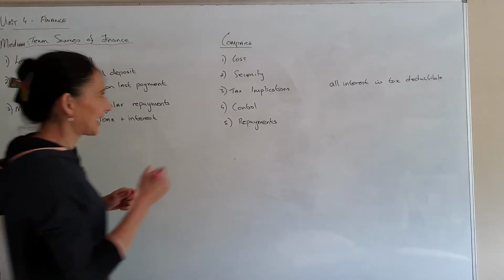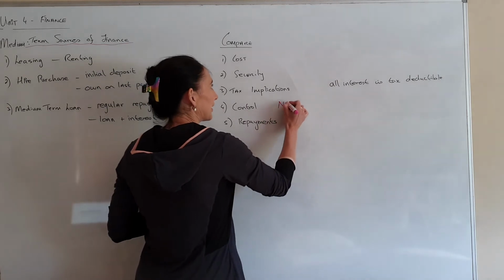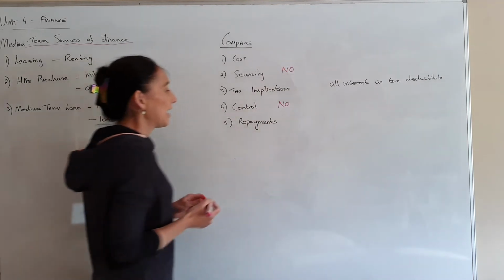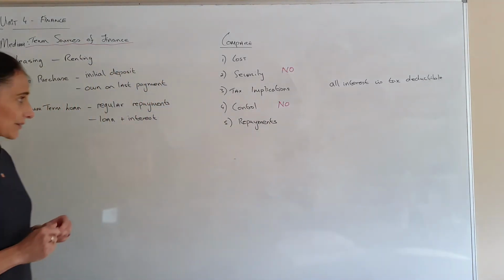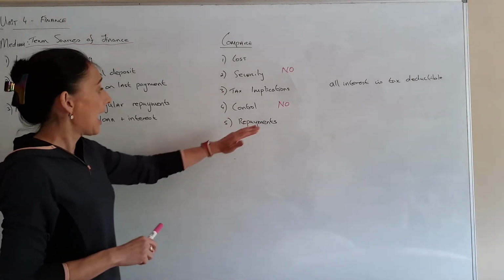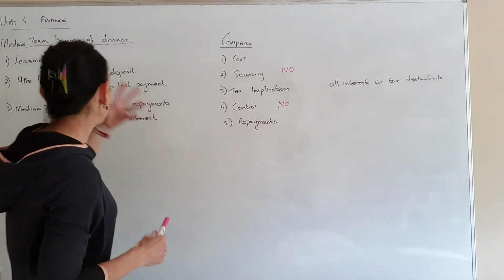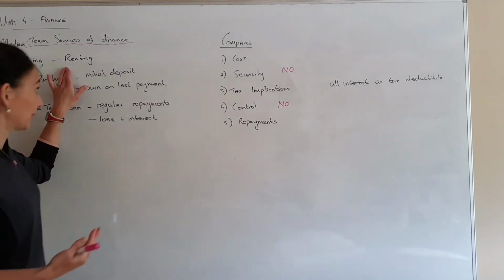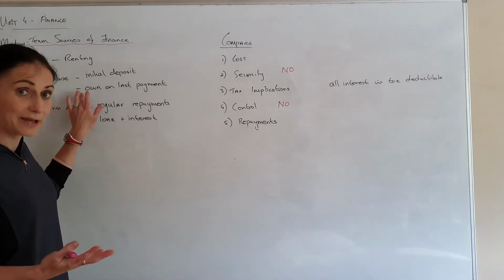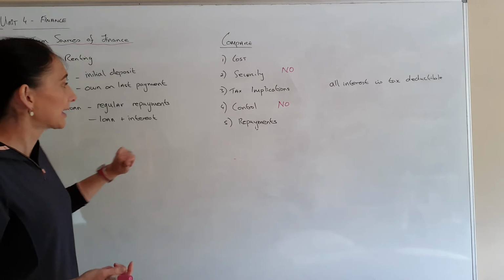Now none of these, again, generally you won't need security and you won't lose control of your business with any of them. They all have repayments. Well, the renting is a payment that you're going to pay every month or every week. Hire purchase has payments, and obviously the bank loan has payments.